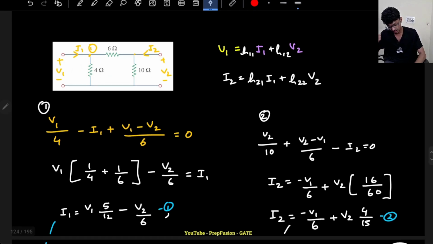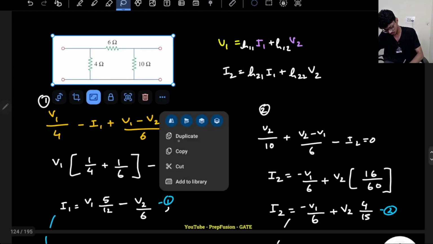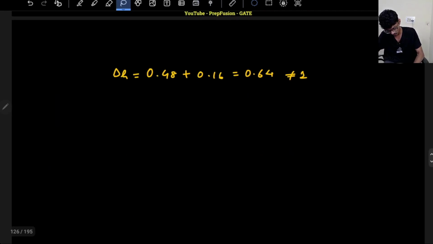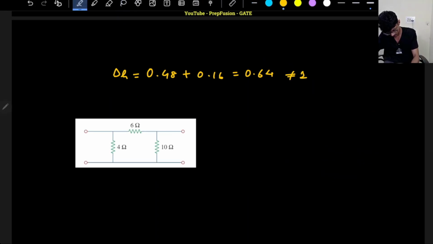Homework for you is to change this resistance value to 4 ohms, and then check the condition for symmetricity. You will see that your determinant of H is equal to 1 for this new modified network. Okay, that is the homework.